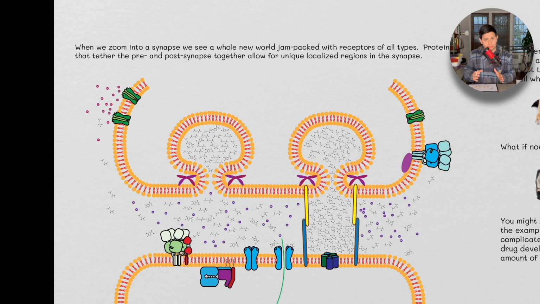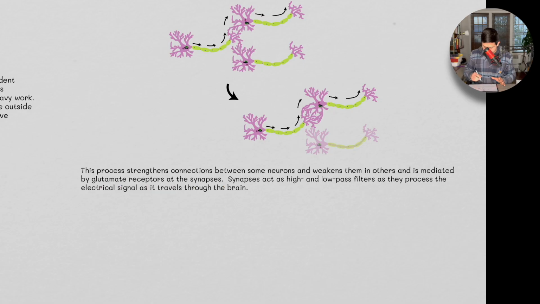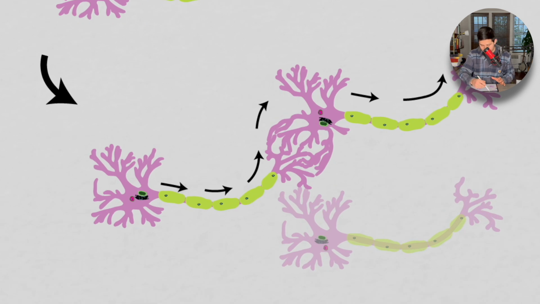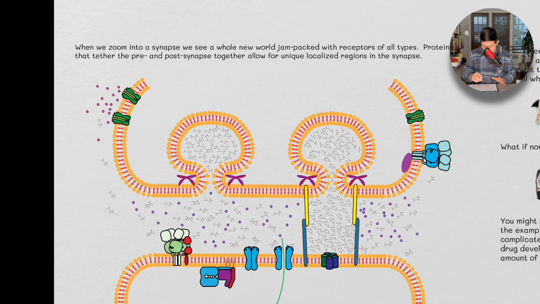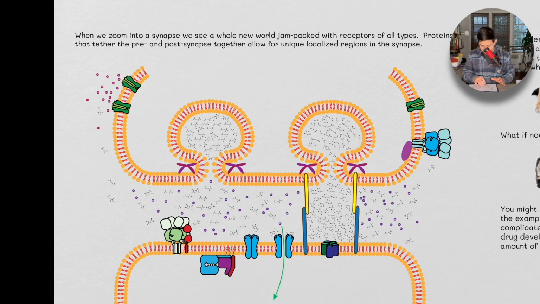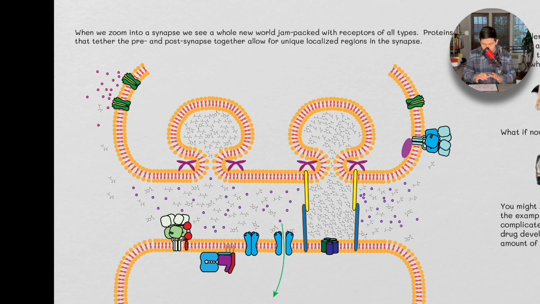So when we zoom into one of these synapses, say, right here, there's actually a whole new world jam-packed into them. Just think about your brain for a second. Your brain is not a very big thing. It's encased in your skull. What is it, like 10 pounds or something? I don't know how much the brain weighs.